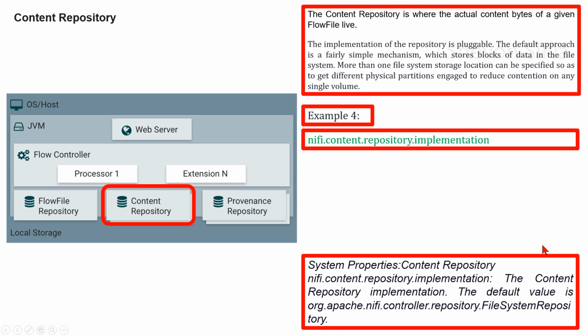Now we are considering the content repository in system properties. The property NiFi.content.repository.implementation. The content repository implementation, the default value is org.apache.nifi.controller.repository.FileSystemRepository. The content repository holds the content for all flow files in the system. By default, it is installed in the same root installation directory as all of the other repositories.